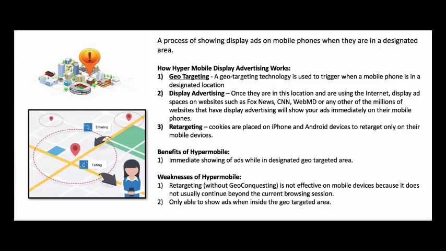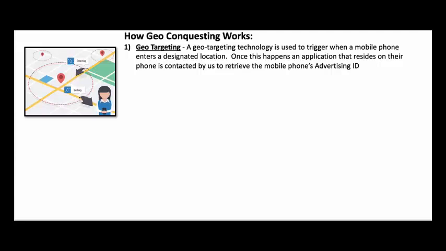The weaknesses of HyperMobile are retargeting without geoconquesting. It's not very effective on mobile devices because it does not usually continue beyond the current browsing session, because when they close it out, poof, it's gone, and you're only able to show ads when inside the geo-targeted area. So as soon as they go outside the fenced area, poof, they're like a ghost. They're gone, and you cannot continue to put your ads on their phone. That's where geoconquesting comes in.